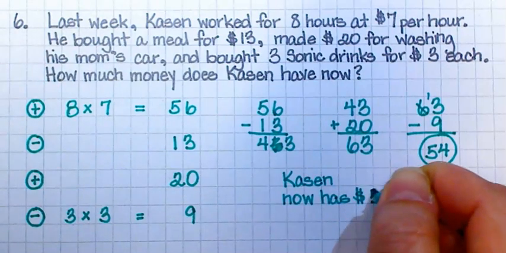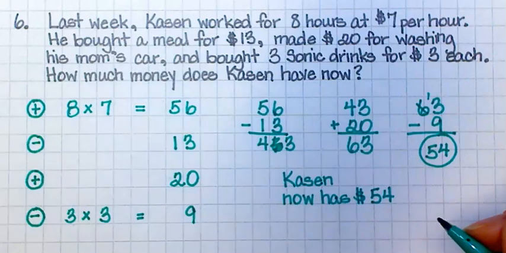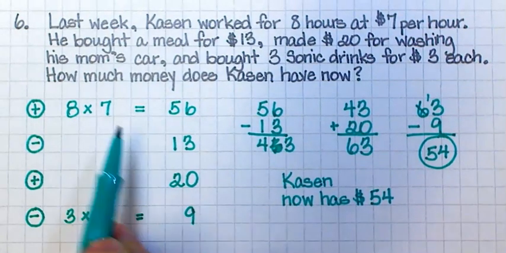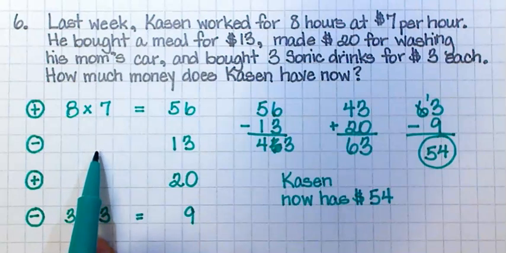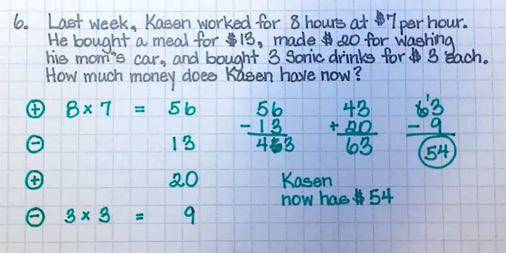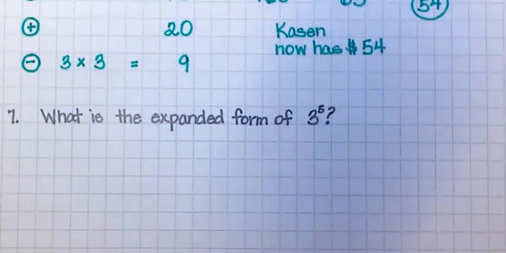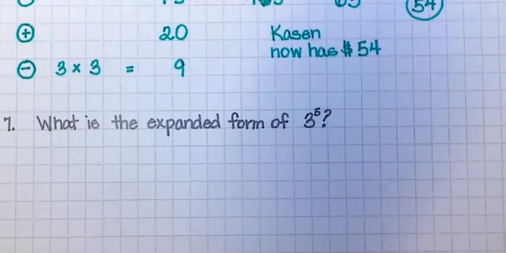Okay, and that's just one where you've got to read the question carefully and think about what is happening. When he earns money, that's positive. When he spends money, that's negative. Money's going into his pocket, money's going out of his pocket, that kind of thing. Okay? All right, and then the last one, number 7, says, what is the expanded form of 3 to the 5th? Remember and listen carefully. Remember, 3 to the 5th is not 3 times 5 because 3 times 5 is 15. That's not what we're doing here.